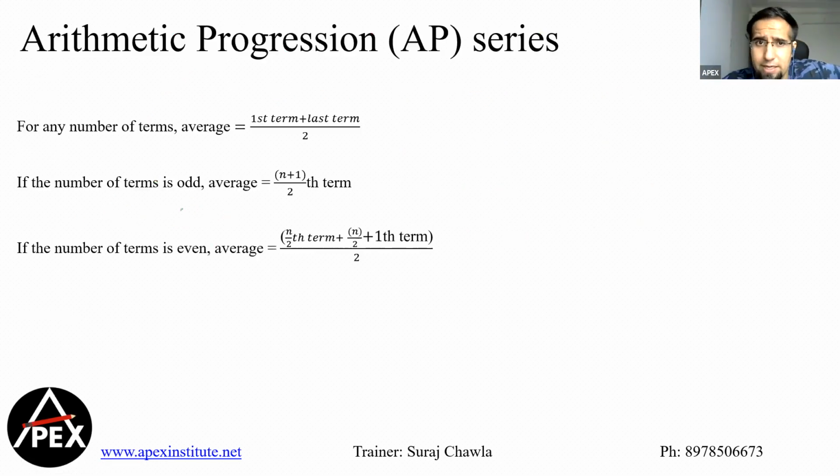Now, if you have an arithmetic progression series, these are three simple shortcuts to calculate the average. For any series in arithmetic progression, the average is first term plus last term by 2. If the number of terms is odd, then the average is the (n plus 1) by 2th term. Let's take this example: 20, 30, and 40. 3 terms, 3 plus 1 is 4, 4 by 2 is 2, the second term. So the average will be 30, the second term.